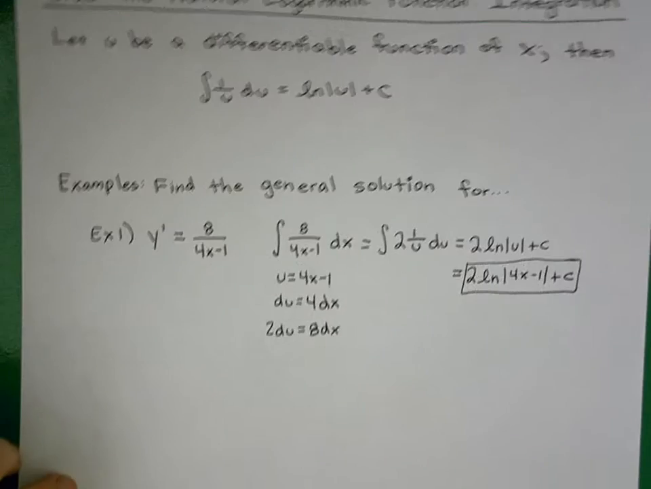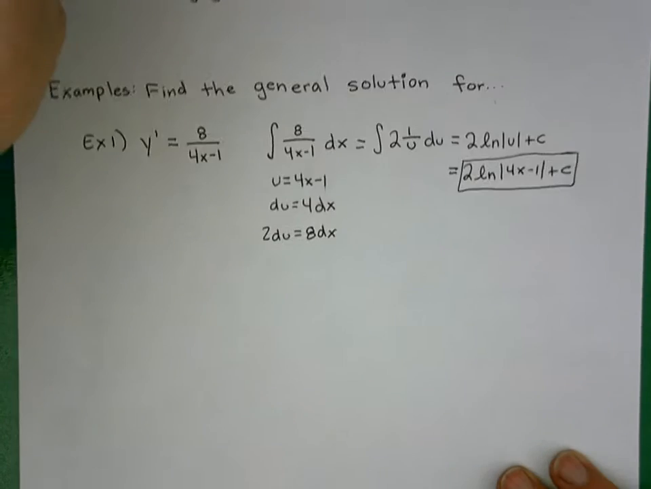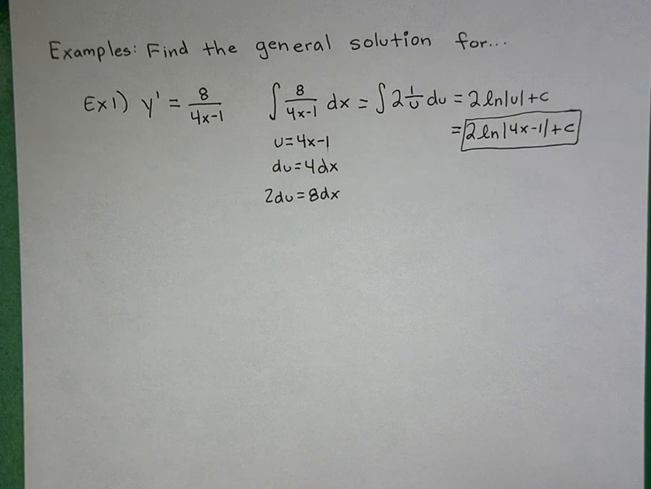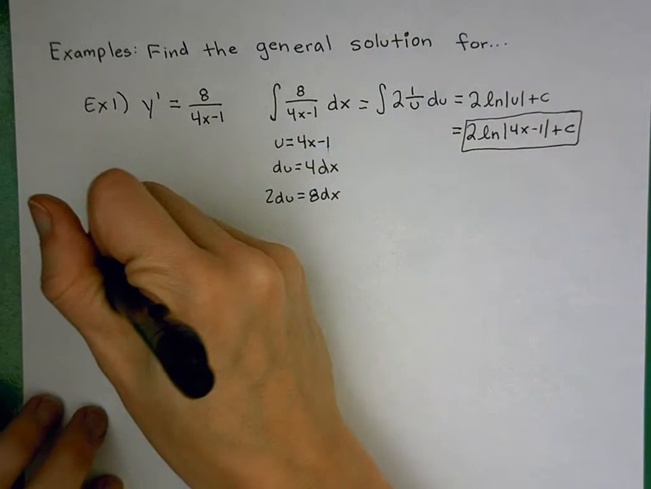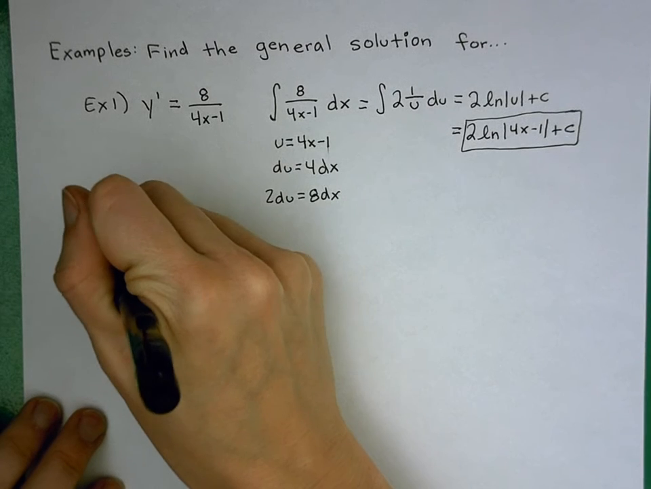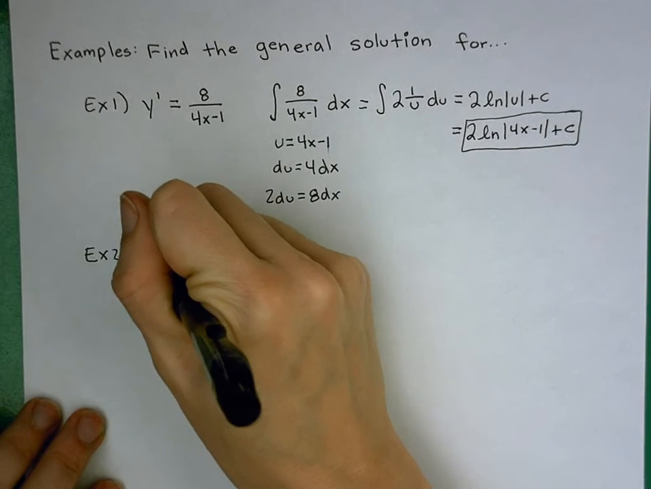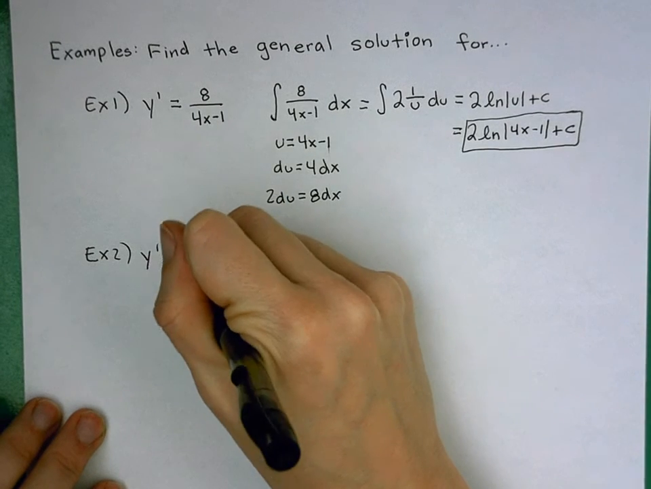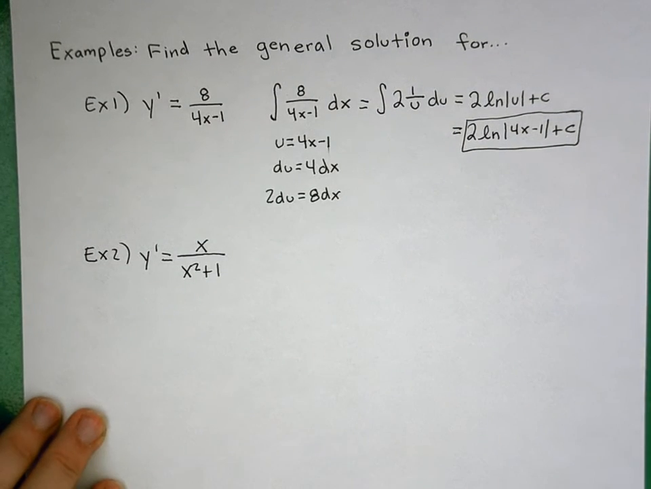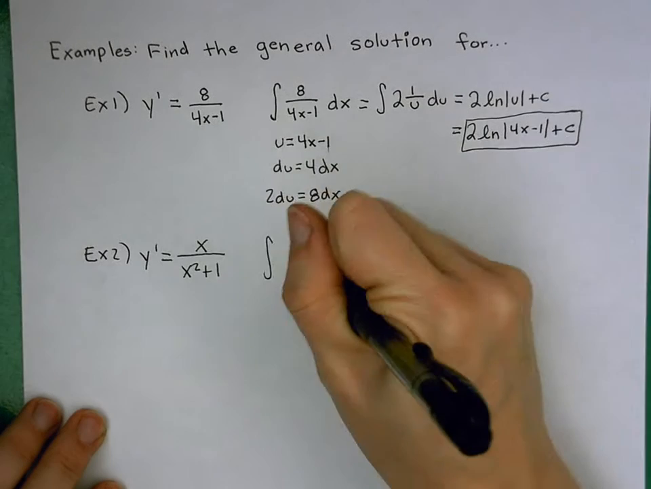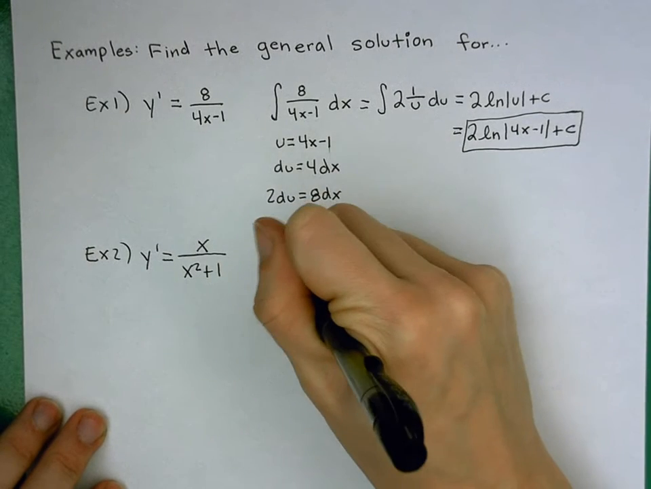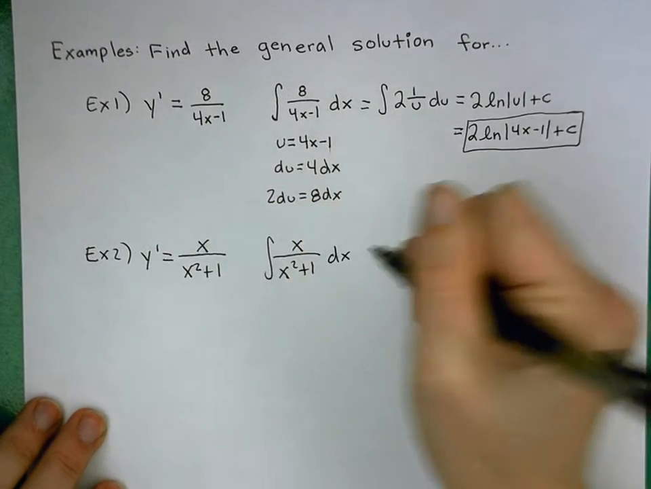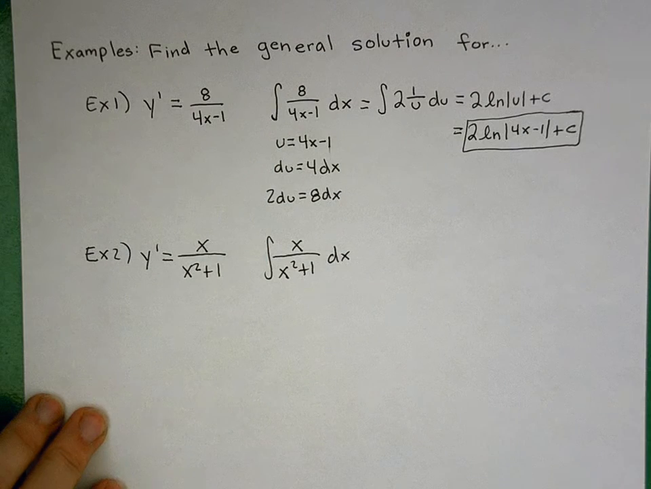Again, I challenge you to pause the video, do them on your own, start the video again to see if you are in fact understanding the material, if you are in fact able to apply the basic natural log rule. Okay, so example 2 here. We have y prime equals x over x squared plus 1. So the integral of x over x squared plus 1. Again, it's not power rule because I can't rewrite it, etc.